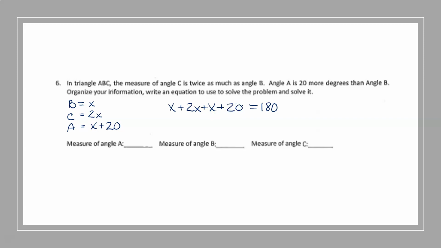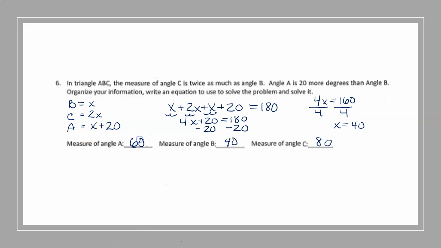they're going to total 180. So if we combine our x's here, I have 4x plus 20 equals 180. If I subtract 20, I have 4x equals 160. And when I divide by 4, x is 40. So B is 40. C is twice that. That would be 80. And A is 40 plus 20 more, which is 60. And if you add all those up, those are 180.